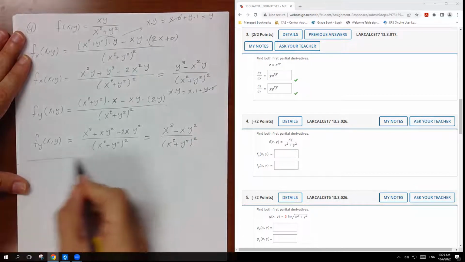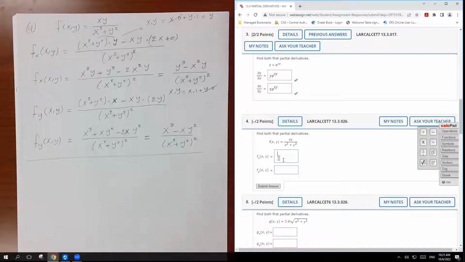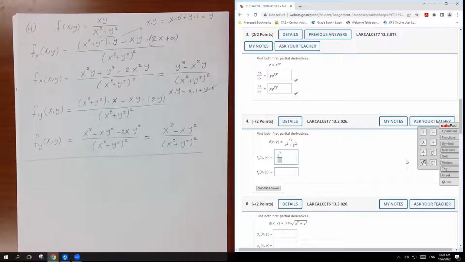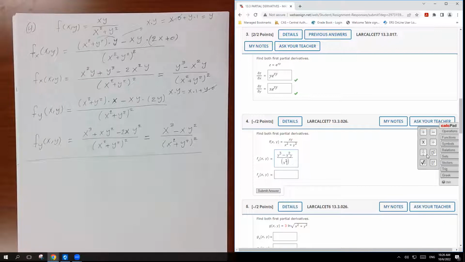That's it. Let's check our solutions. So this one is going to be y cubed, y to the power 3, and minus x to the power 2 y, and everything is divided by parentheses x squared plus y squared, and everything here is squared.